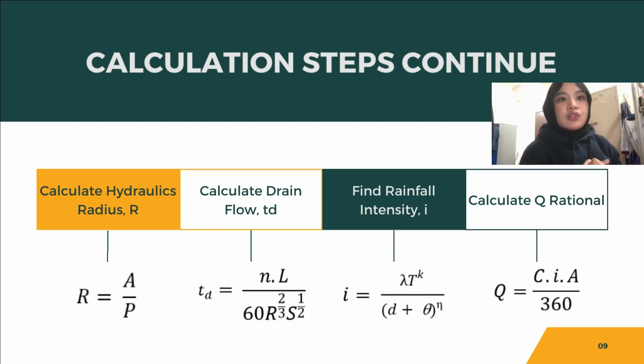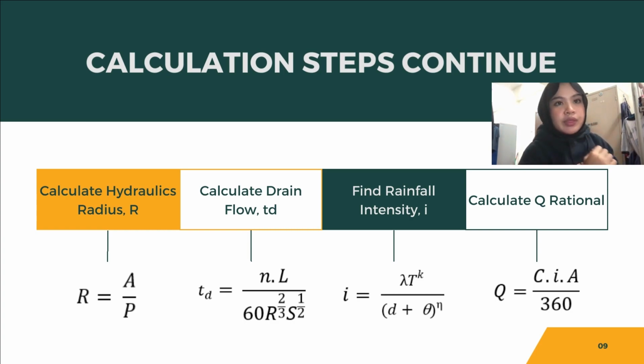Next is calculating the drain flow time, TD. N is Manning's roughness coefficient. TD is the travel time in the drain. And next, we find rainfall intensity, where I is the average rainfall intensity, T is the average recurrence interval, and D is the storm duration.